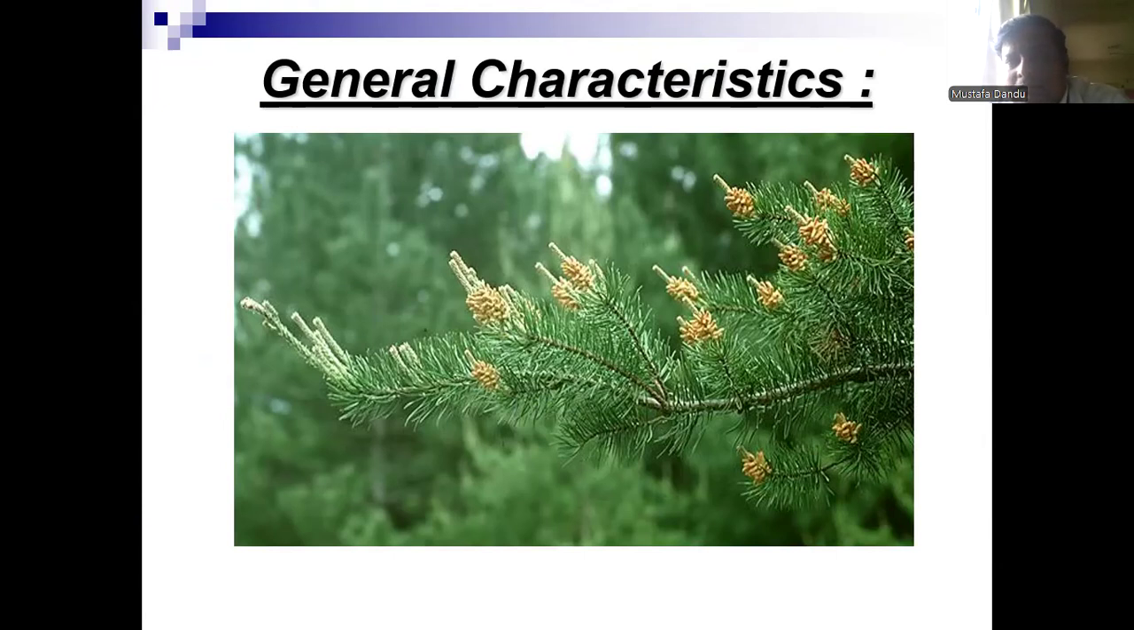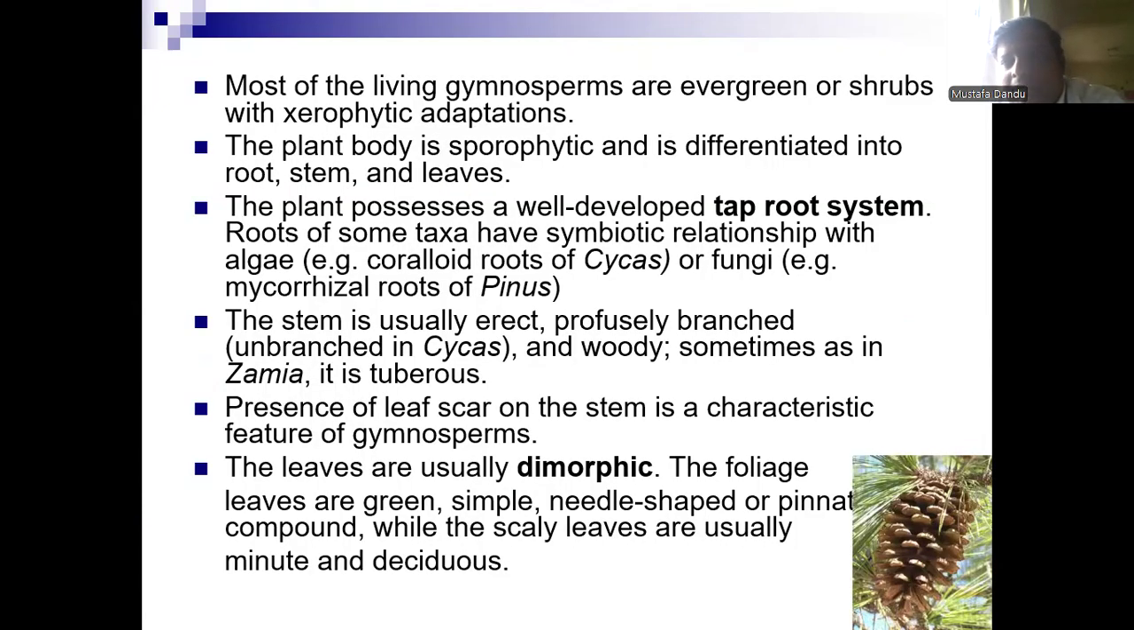What are the general characters of gymnosperms? Most of them are living evergreen shrubs. They are found in xerophytic conditions. They are built for adaptation to xerophytic conditions. The plant body is sporophytic. That means it is differentiated into root, stem, and leaves. Plants possess well-developed taproot systems.